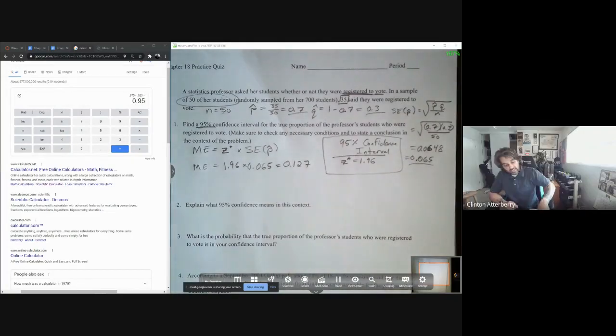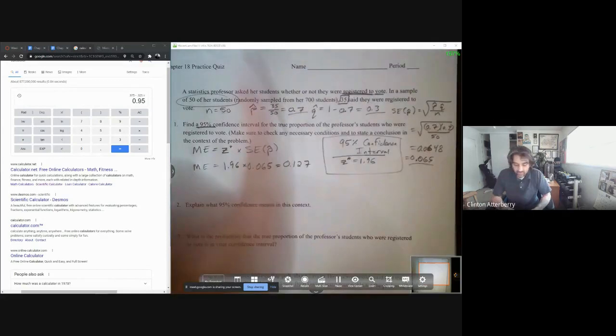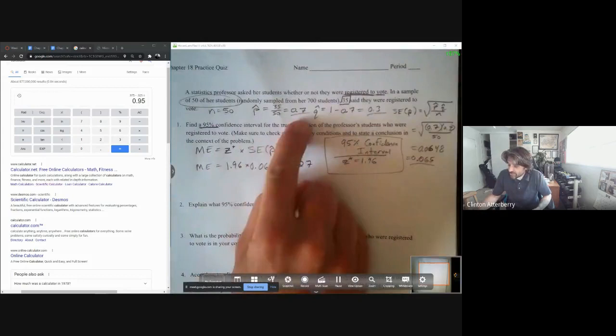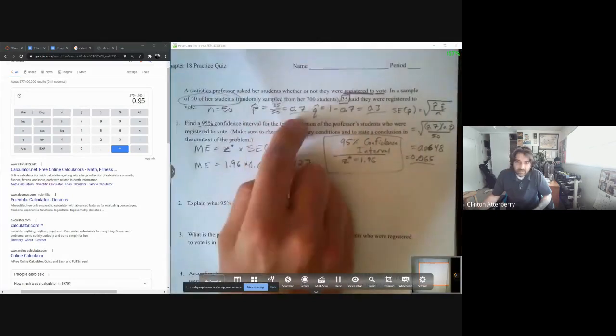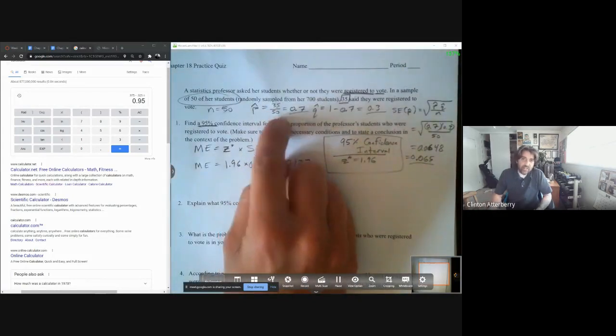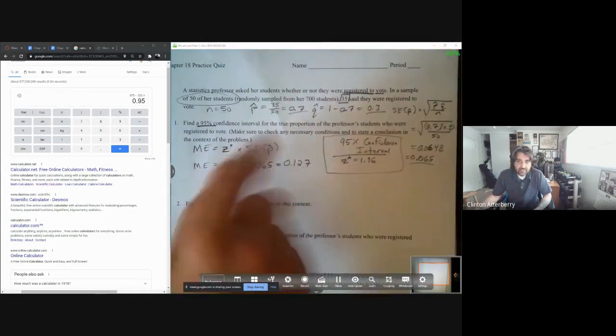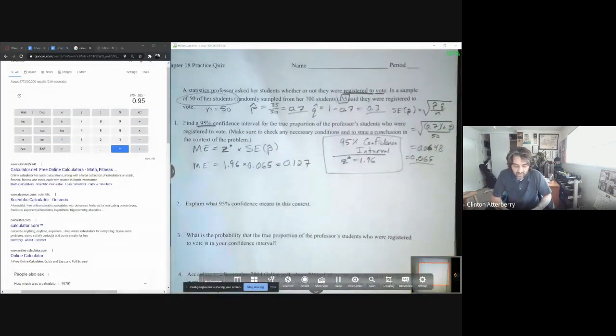A little bit. So this question is about a professor in college, I'm assuming, asking her students, because they register to vote, you got to be 18. Would you agree that when she did 50 students and found 70% of them are registered to vote, that 70% probably isn't a perfect number about all college students? Would you agree that it wouldn't be 70% of all college students? It's probably a little bit more, a little bit less, but it's maybe around 70%? Yeah.